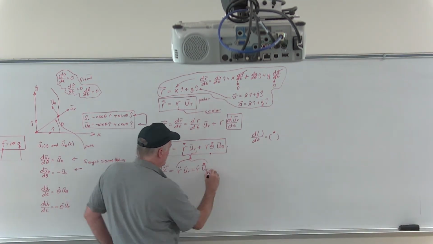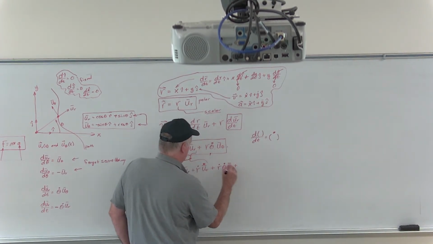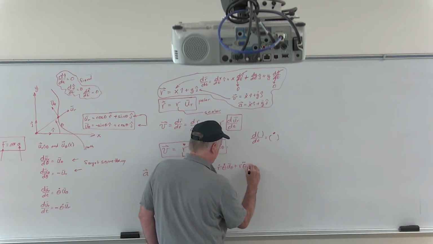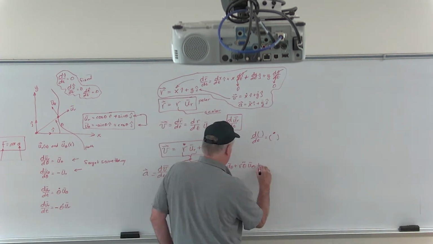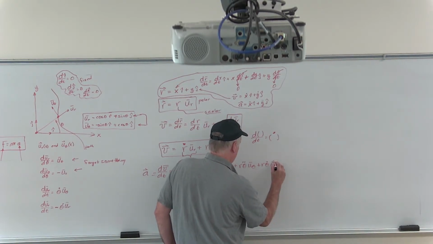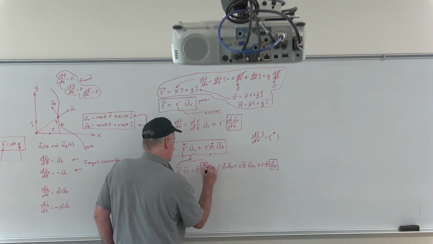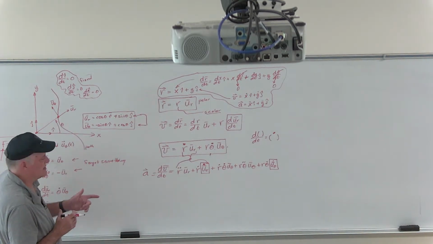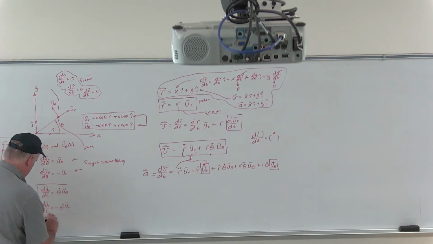It's going to give me r dot theta dot u theta, plus r theta double dot u theta, and I wrote u_r, sorry about that. And then the last one, r theta dot u theta dot. The oddballs are these two. If u_r and u theta didn't vary with respect to time, I wouldn't have to worry about it. But I've already established that this relationship looks like this.